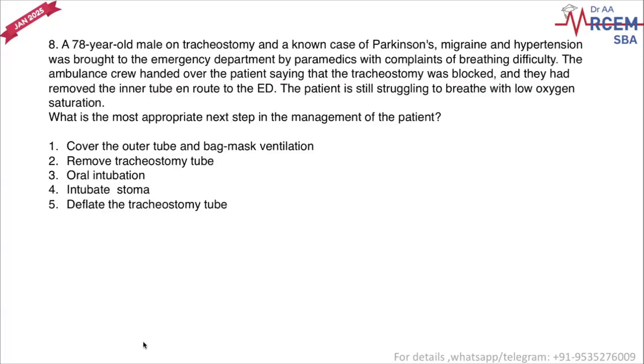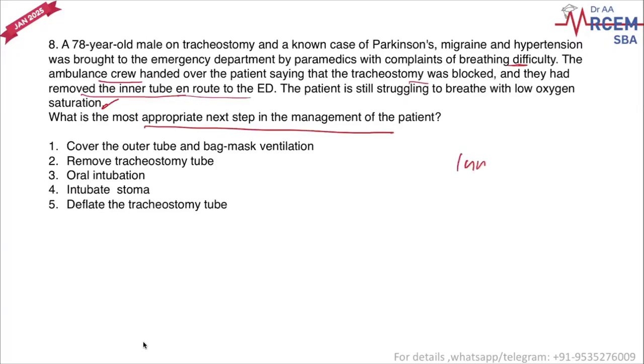A 78-year-old on tracheostomy, a known case of Parkinson's and multiple comorbidities, brought to the ED by paramedics with complaints of difficulty in breathing. The ambulance crew handed over the patient saying the tracheostomy has blocked and they have removed the inner tube en route to the emergency department. The patient is still struggling to breathe with low oxygen saturation. What is the best next step?